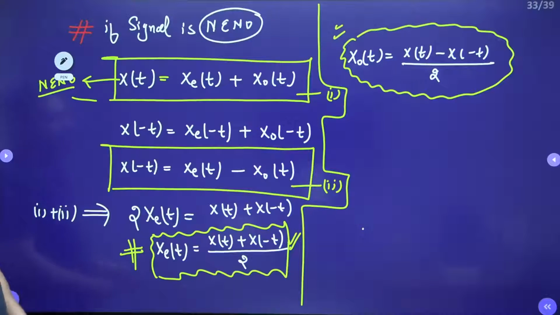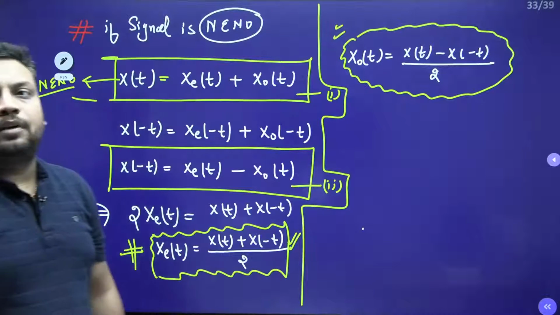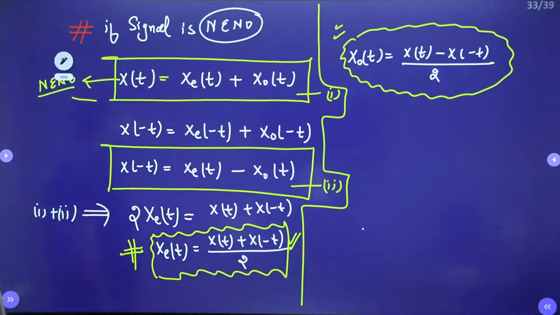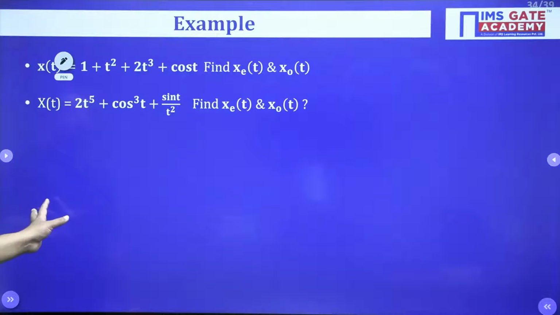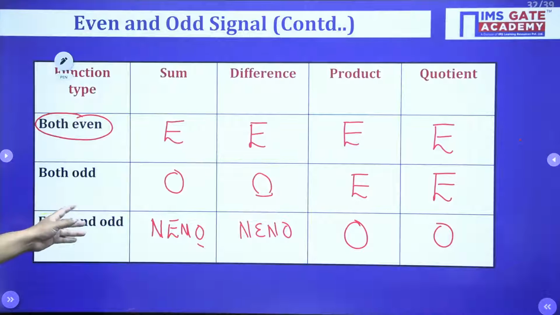Let's go to the next. So the even component and odd component formula is clear to you now. Yes sir, it is clear sir. It is clear, children. Yes. Let's go. So now students, I am coming to this part.